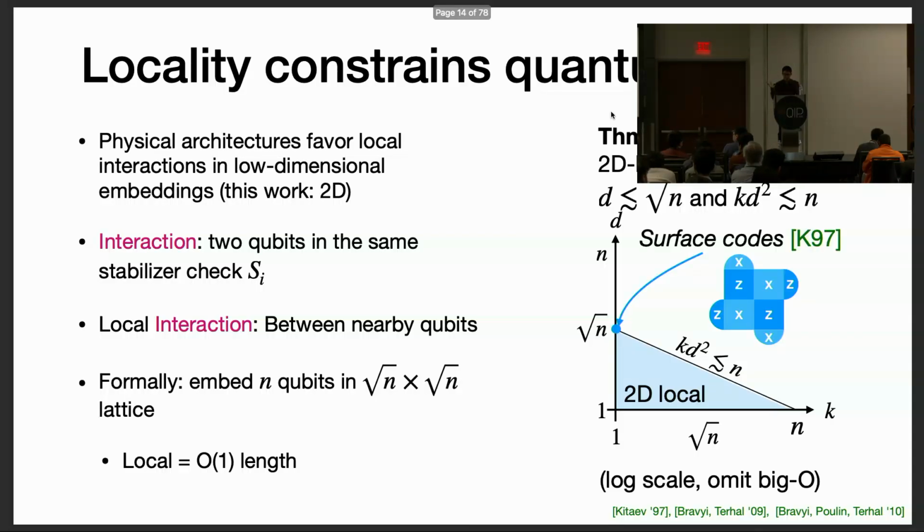Okay, and you probably know that surface codes saturate the BPT bound. Surface codes are usually stated as d equals root n and k is a constant. But by some simple modifications, like copying the code multiple times, you can actually get everything on the BPT bound. So we understand what the optimal quantum codes are when we're constrained to be entirely local.